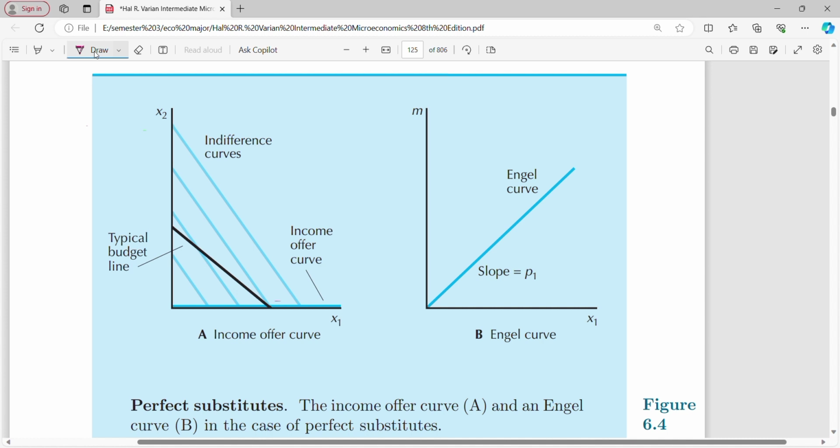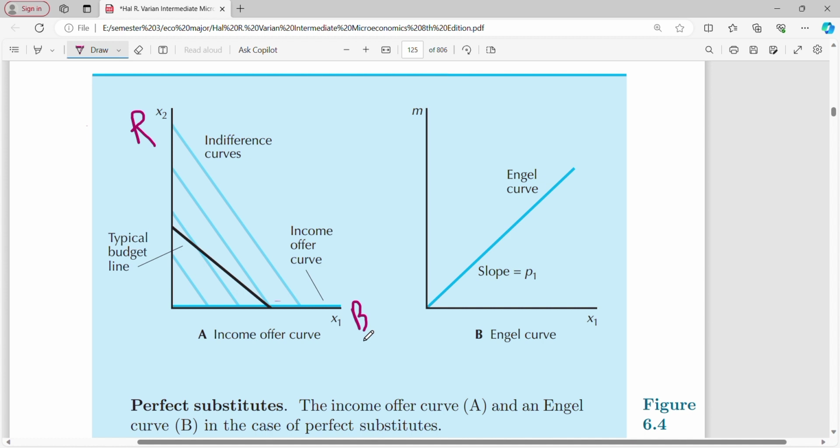Okay, so perfect substitute, as we said, the red pencil and blue pencil. The consumer doesn't care about the color of the pencil. He just wants the total amount, for example, 20 pencils in total. So imagine a condition where x2 is the red pencil and x1 is the blue pencil. When the price of a red pencil is 100 rupees and the price of a blue pencil is 10 rupees, what will the consumer prefer? Blue pencil, because it is cheaper. So he will never ever spend his income to buy a red pencil.